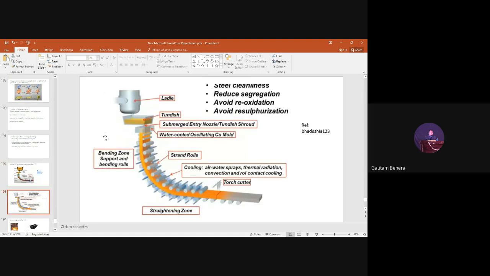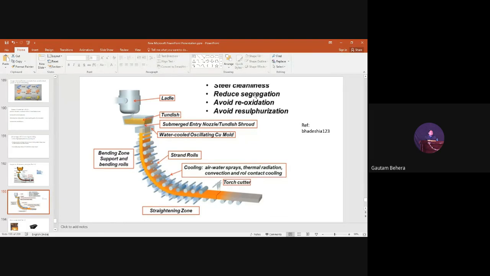Okay, let me show you this one again. You can see what is the advantage of this continuous casting. Again, we can have clean steels. Clean steels means steels free from impurities, as well as free from non-metallic inclusions. The example is, this steel will be free from silicates, aluminosilicates, any oxides, any sulfides, basically. So this is one of the advantages.